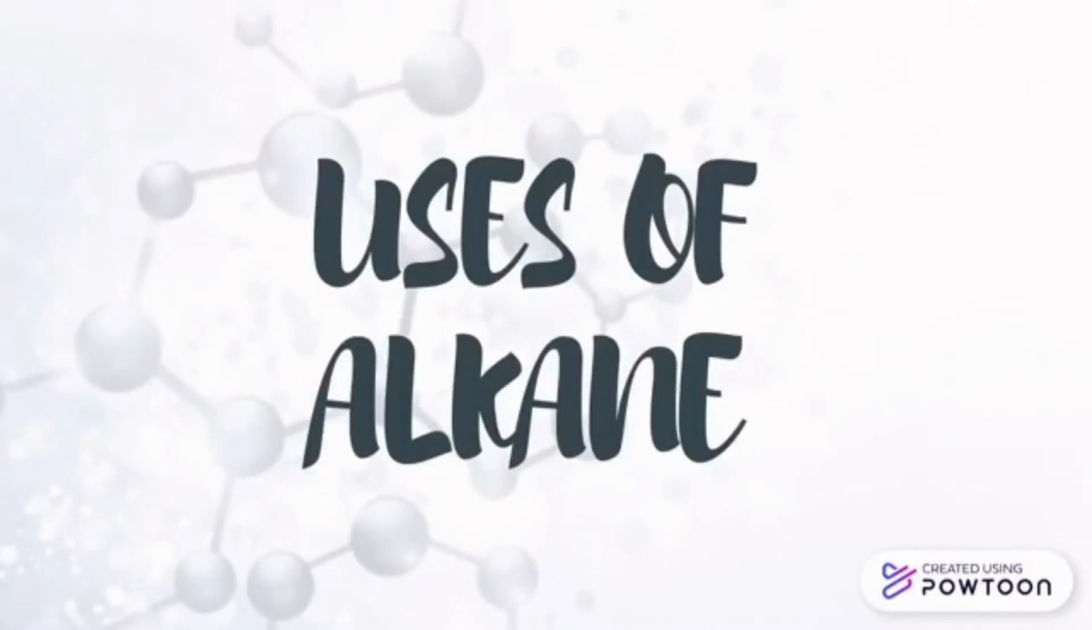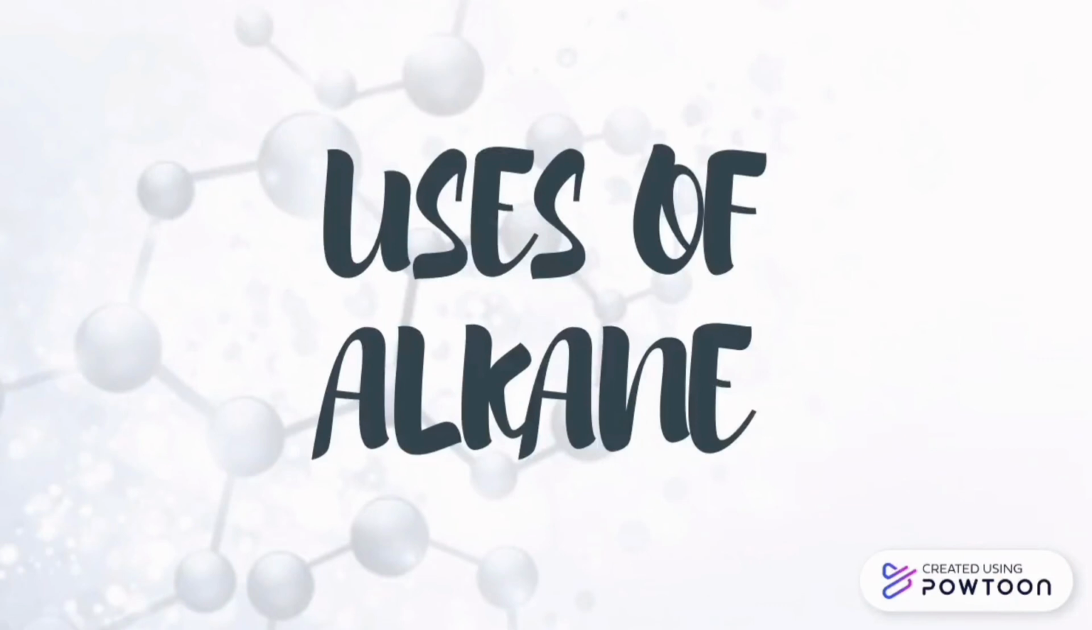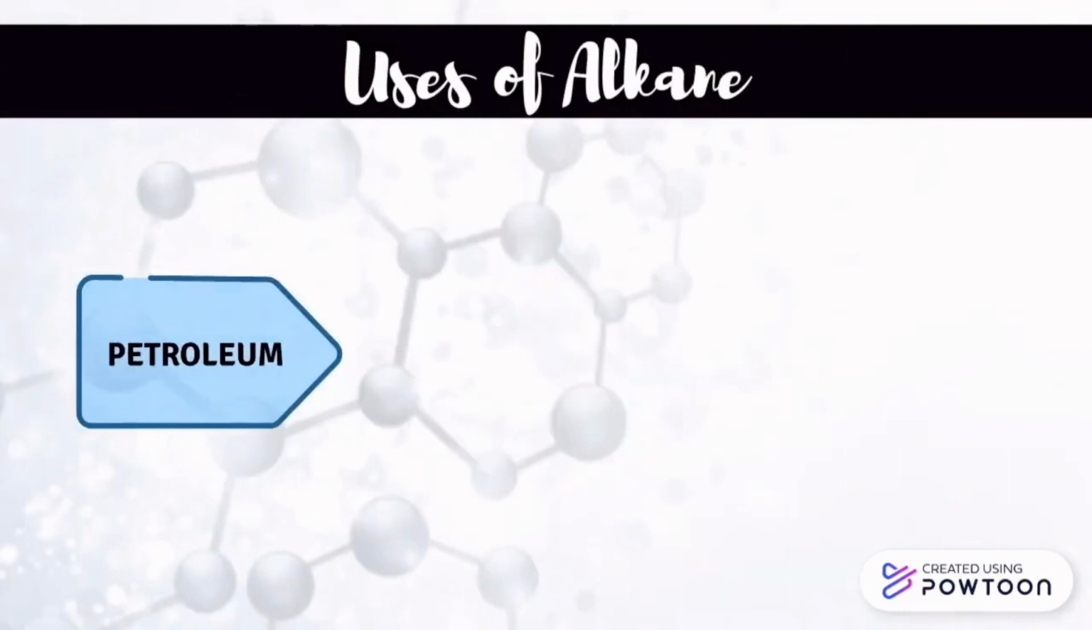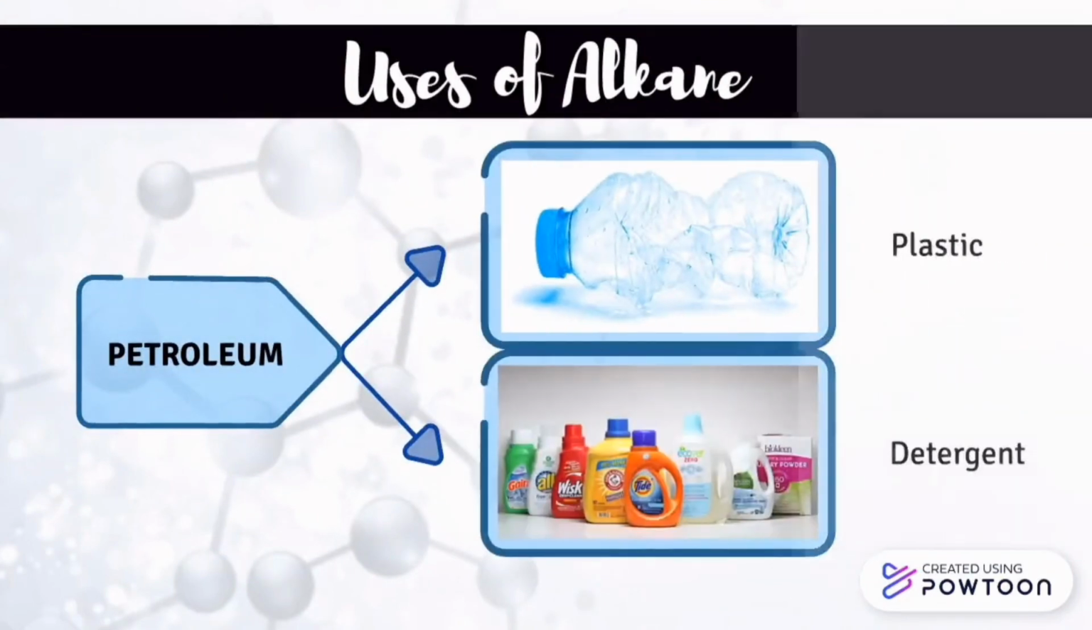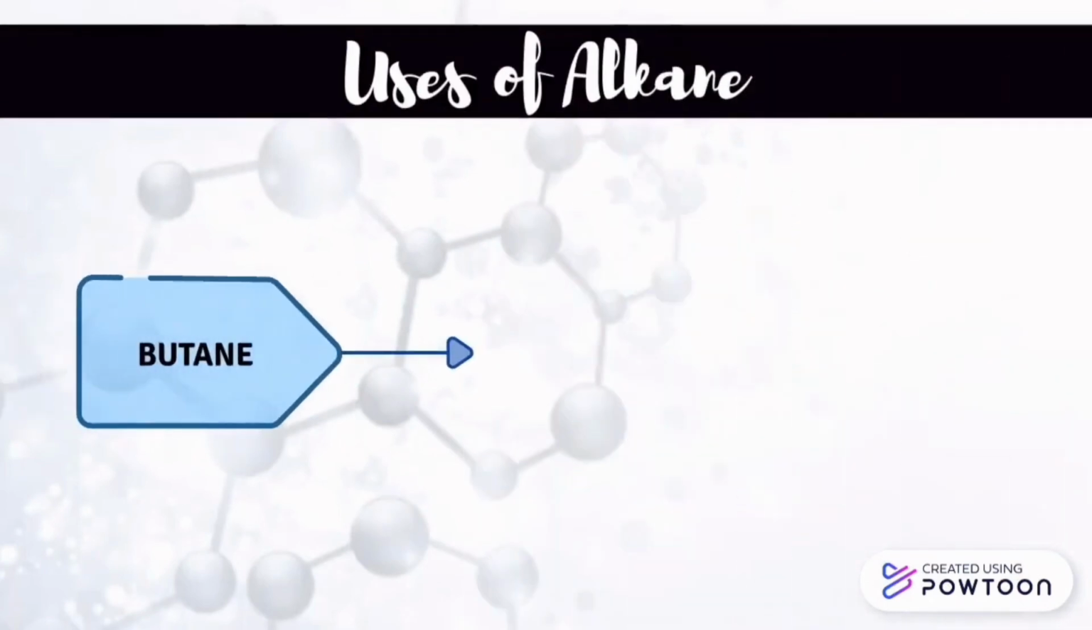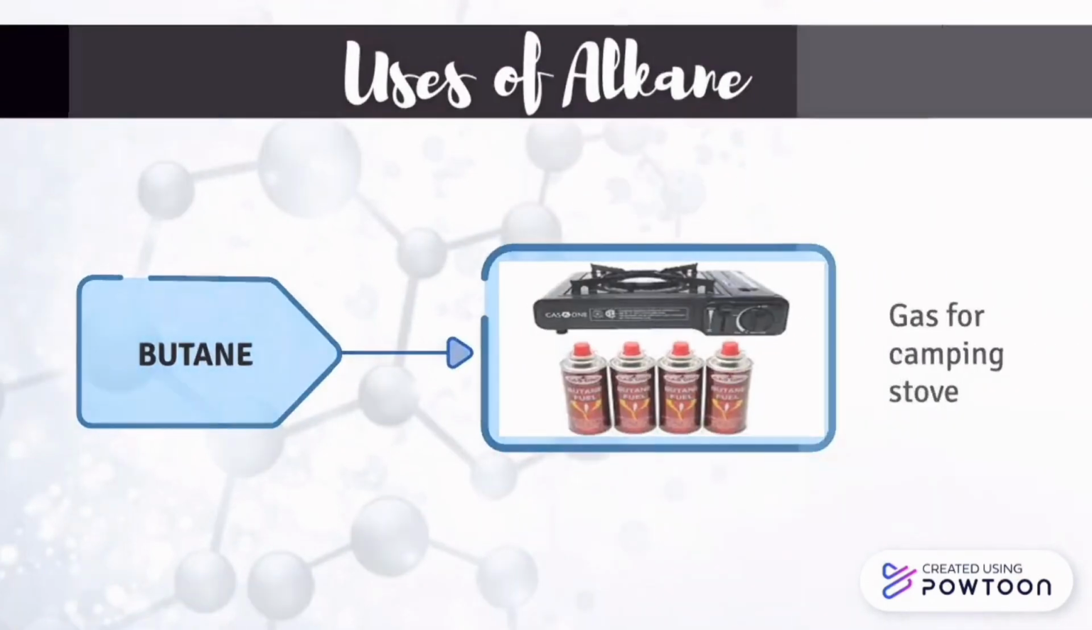Alkanes are important raw materials in the chemical industry as well as the primary component of gasoline and lubricating oils. For example, petroleum with natural gas is widely used in the manufacture of plastics and detergents, while butane is used as the gas for the camping stove.